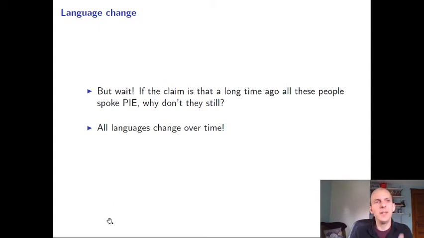And this is a fundamental principle of linguistics itself, not even just historical linguistics, but all of linguistics. And this is the idea that all languages change over time. Languages change all the time. In small ways, sometimes in big ways, languages change over time. Let's take a look at that language change.